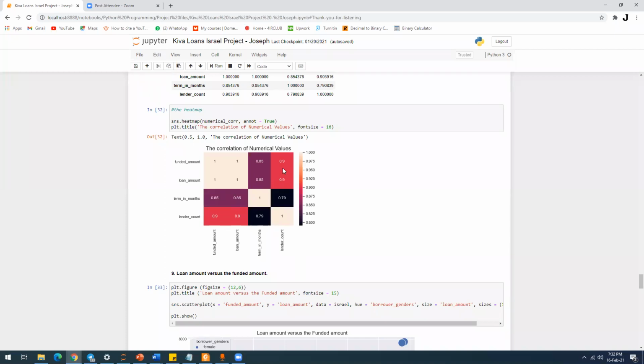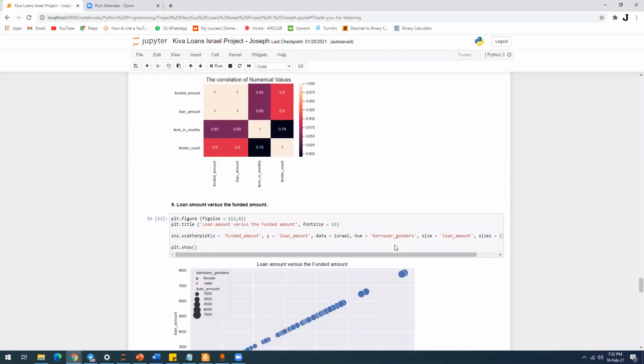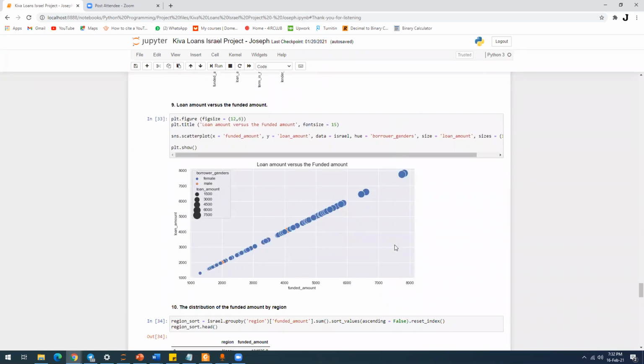But if you look at funded amount and lender count, they give the highest correlation. Funded amount and lender count 0.9, and also loan amount and lender count give 0.9, which is a high correlation. And then I did a scatter plot, loan amount versus funded amount. I did this scatter plot.